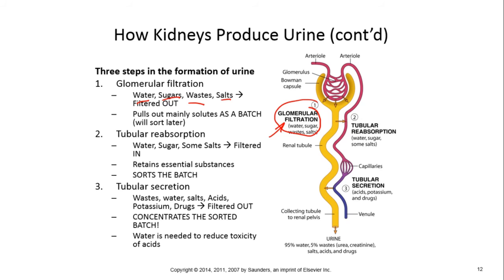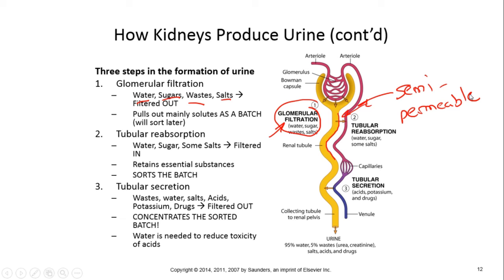The second step here is tubular reabsorption, where water, sugar, and some salts, which are needed by your body, say, you know what, I'm going to take some of you guys back in. And so that's what's going on here in tubular reabsorption. The outer renal tubule right over here is known to be semi-permeable.